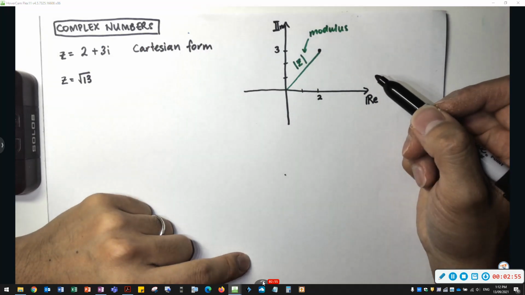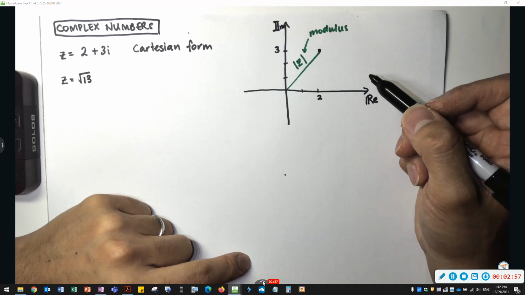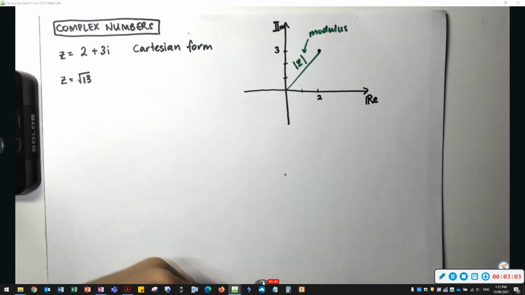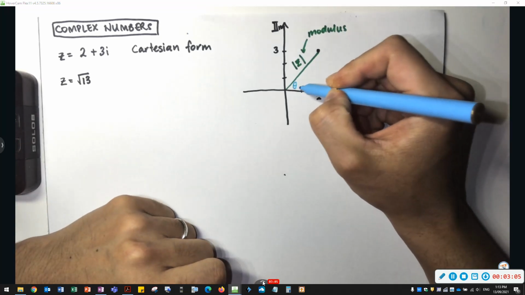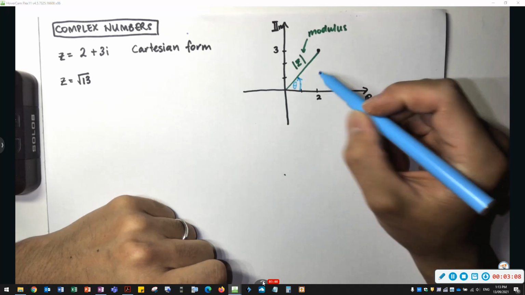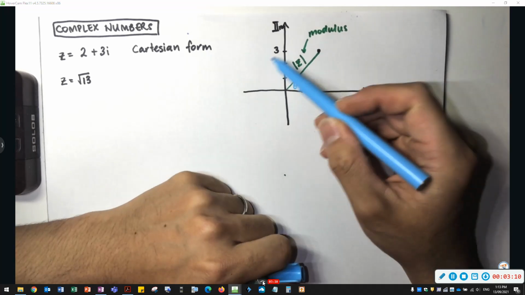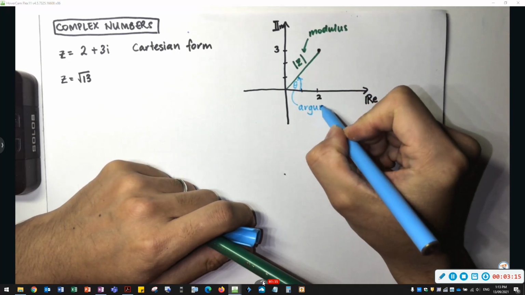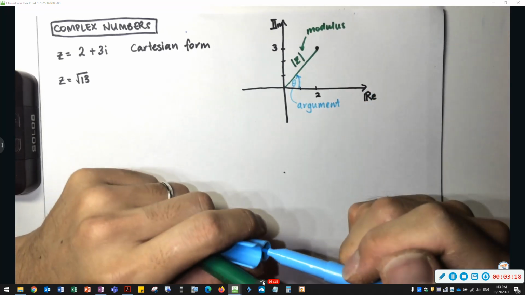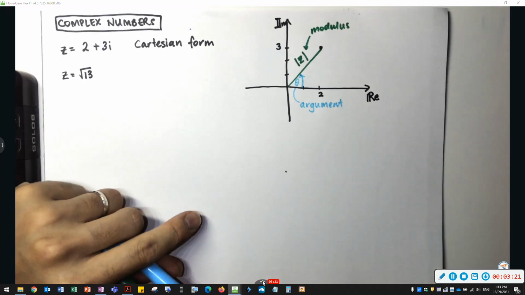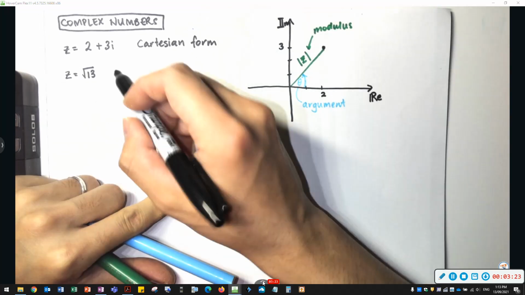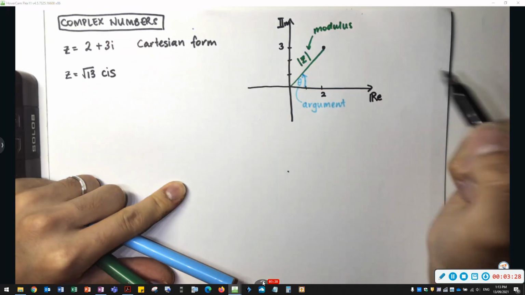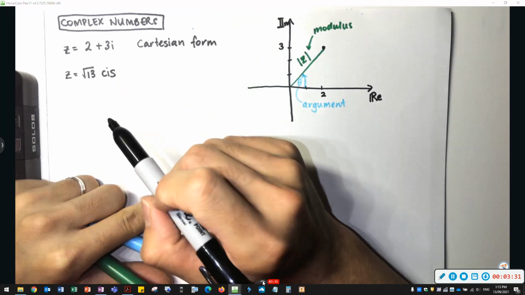Now we're going to also write something else. It's called the argument. The argument is the angle, and it's marked here. Just like with the unit circle, you measure from the x-axis going anti-clockwise. Now I'm just going to quickly write the notation of showing you this other method. You write the letters CIS. I'll explain to you what they mean later. CIS and then the argument.